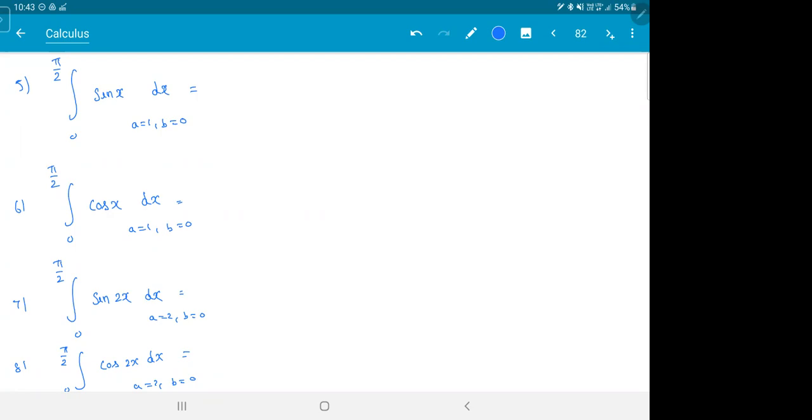Over. What's the first one? First one is what? 1 by a. Let me just write down the whole formula for you. Minus 1 by a cos ax plus b, limits from 0 to 90. That's a is 1 and that's cos x from 0 to 90. So minus, let's put cos 90 minus cos 0. That would be 0 minus 1 and that's 1. Make sense?